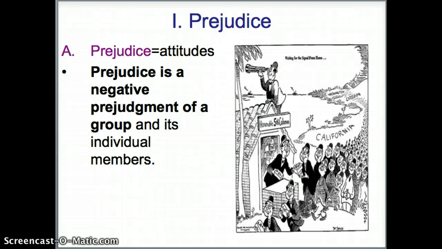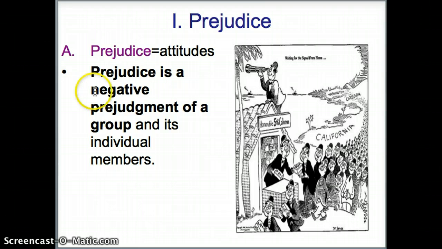So prejudice is really a negative attitude or a prejudgment based on a person's assumed membership with a group. It might be that that person doesn't even belong to that group, but the person assuming the person belongs to the group then imparts on them some kind of negative attitude or judgment.